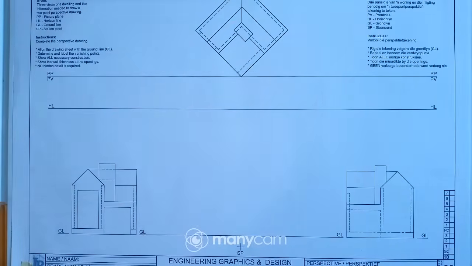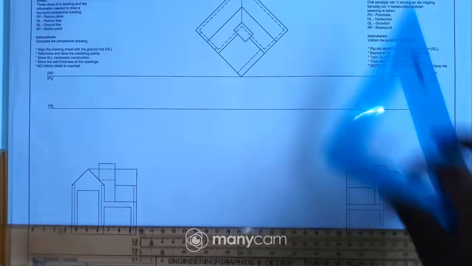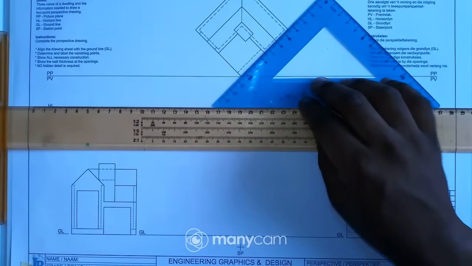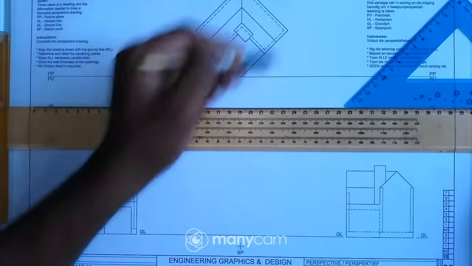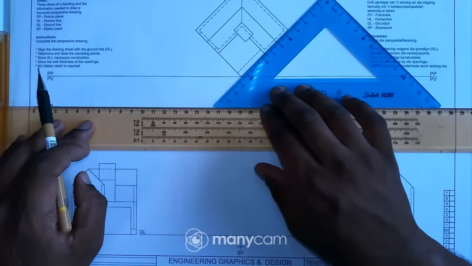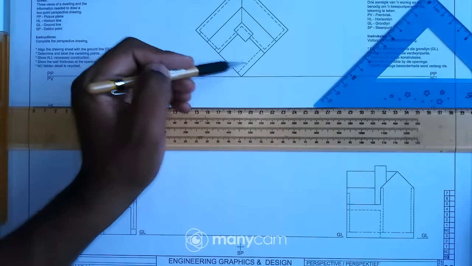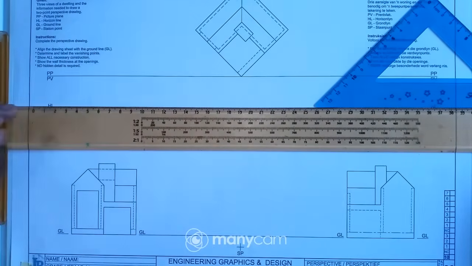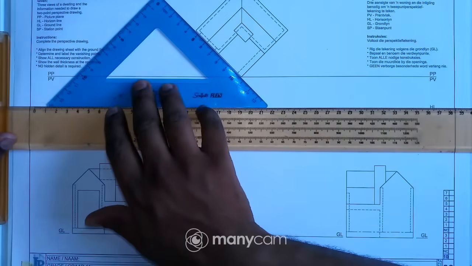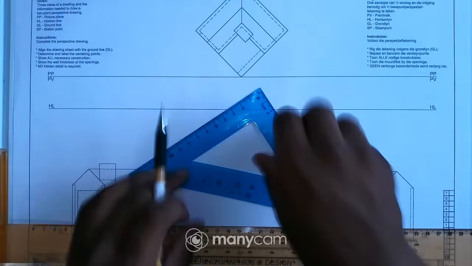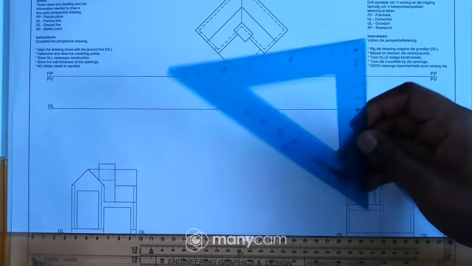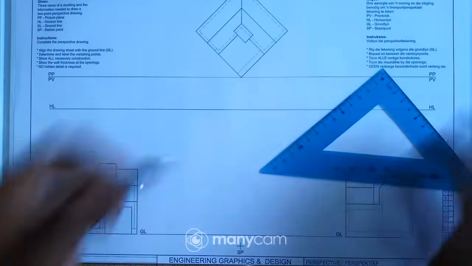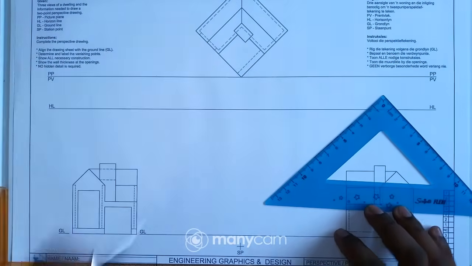Okay, so the first thing that I will have to do is to find the two vanishing points, right? Okay, and I guess by now you know how to get the two vanishing points. What you have to do is to check the angle from the top view. So as you can see here, this angle is 45 degrees, right? And even this side, it's 45, because this is my 45 by 45 set square. So obviously now I know that this angle is 45 degrees.